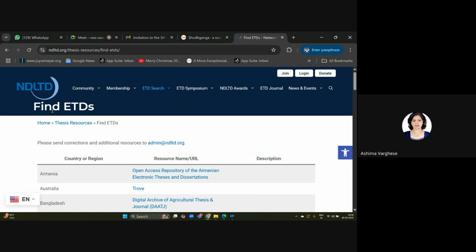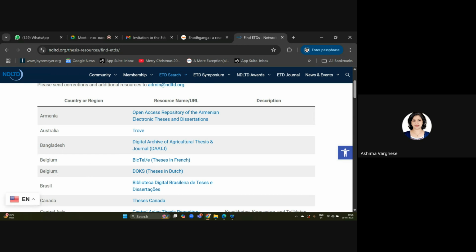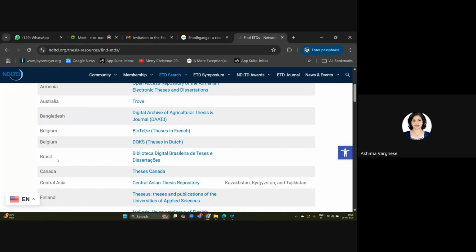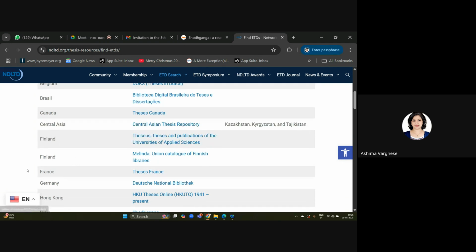Okay. Now here you're supposed to see that according to the country or the region, this has been arranged, and this is the name of the resource or the URL. Okay. Armenia, this is open access repository. Australia, it is called ROVE. In Belgium, it is called BitTel. And here Brazil, this is another biblioteca. Canada, Thesis Canada, and Finland, Thesis Finland.